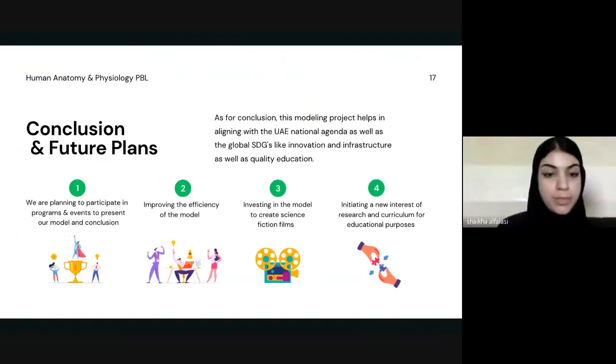Conclusion and future plans. As for the conclusion, this modeling project helps in aligning with the UAE national agenda, as well as the global SDGs, like innovation and infrastructure, as well as quality education. So the first plan is to participate in programs and events to present our model and conclusions, improving the efficiency of the model, investing in the model to create science fiction films, and initiating a new interest of research and curriculum for educational purposes.